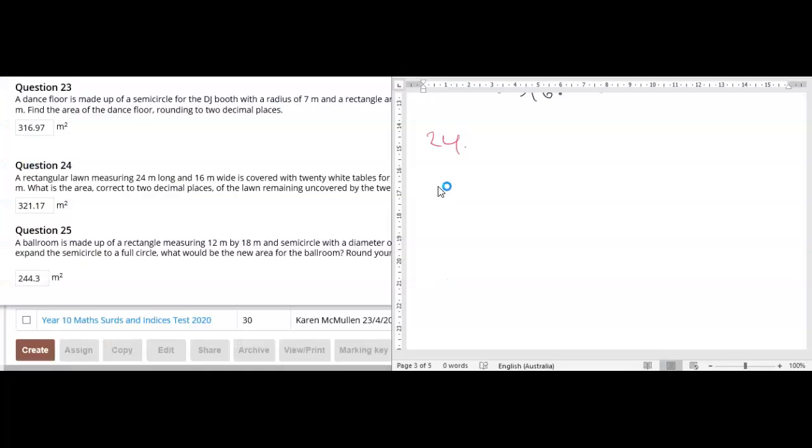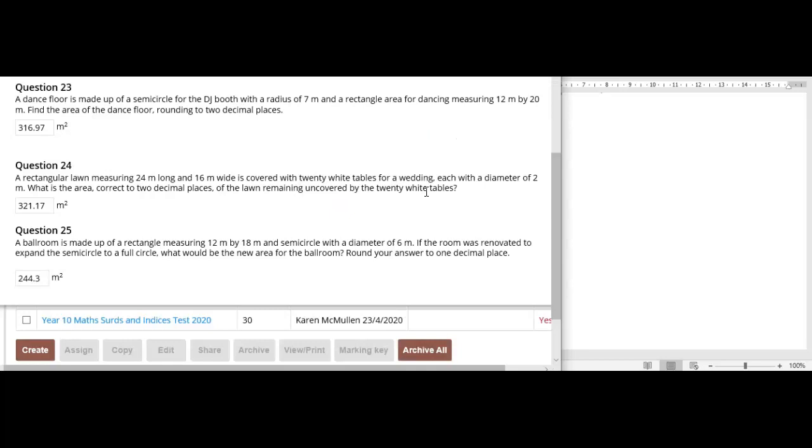There we go. All right, so a rectangular lawn measuring 24 meters long and 16 meters wide is covered with 20 white tables for a wedding. This question was also one that's in the textbook. I don't think I did it though. I remember reading it. Each with a diameter of 2 meters. What is the area, correct to 2 decimal places, of the lawn remaining uncovered by 20 white tables?